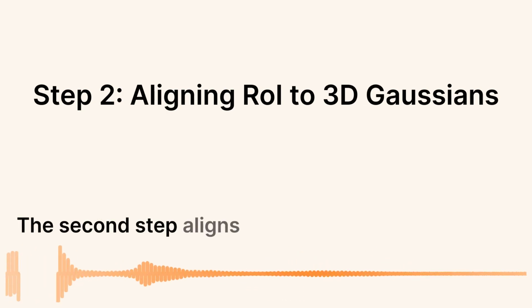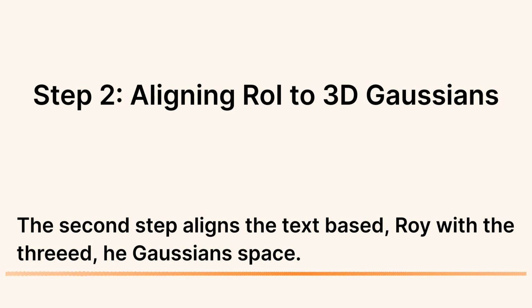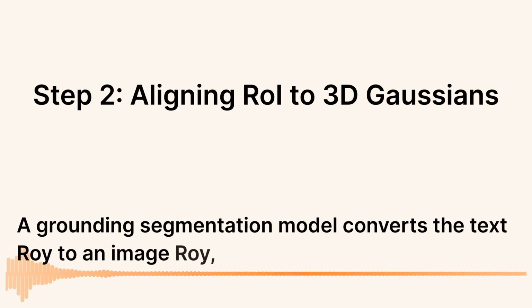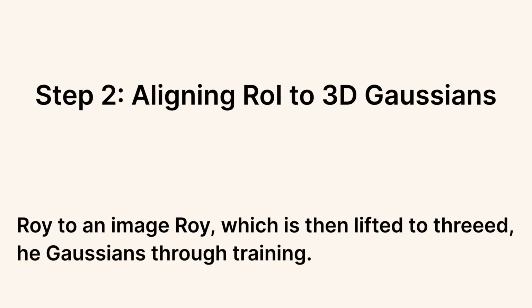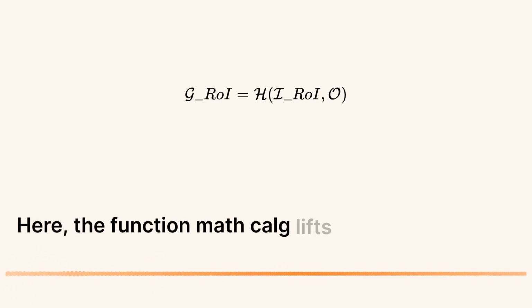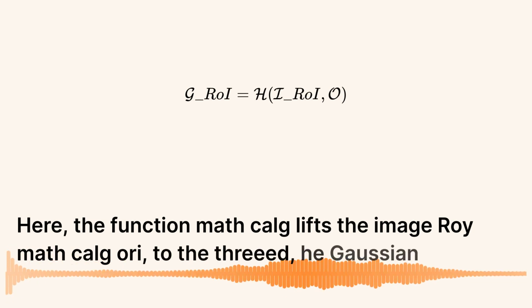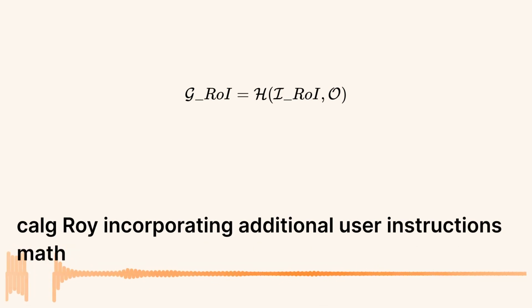The second step aligns the text-based ROI with the 3D Gaussian space. A grounding segmentation model converts the text ROI to an image ROI, which is then lifted to 3D Gaussians through training. Here, the function lifts the image ROI to the 3D Gaussian ROI, incorporating additional user instructions.